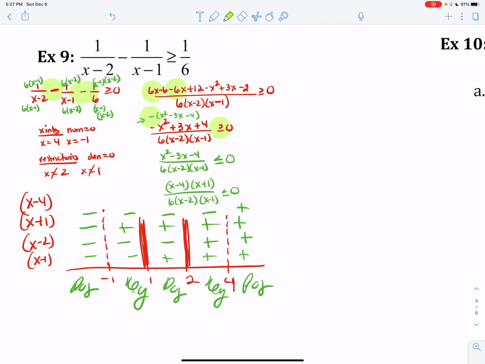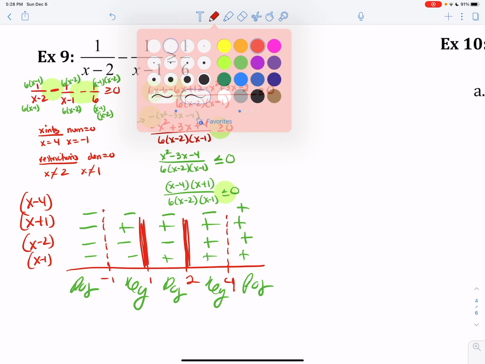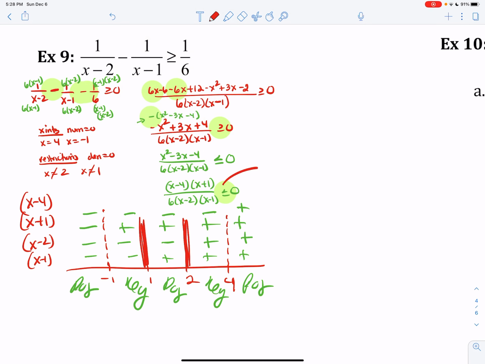And we changed the equation. So our final equation over here now is that we are looking for less than 0 because we had divided out that negative. So we are looking for the negative intervals, and it's also equal to 0, so we want to make sure we include x-intercepts.